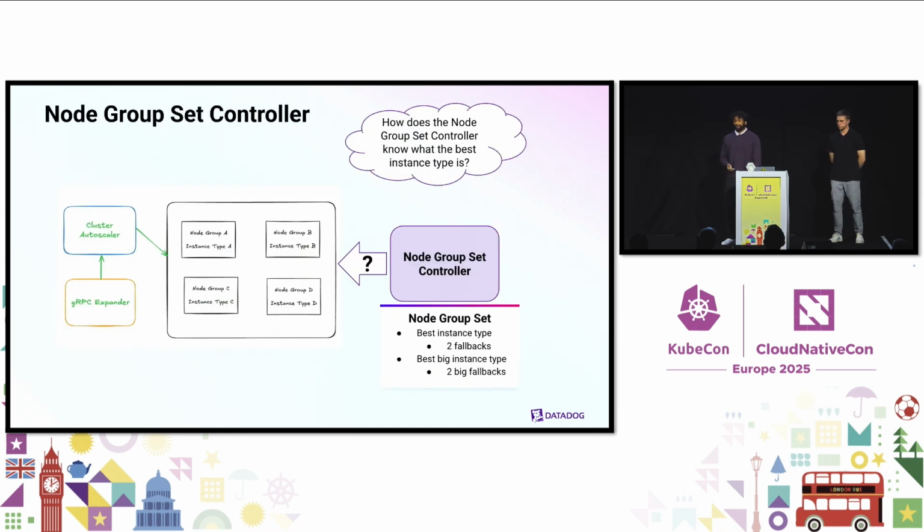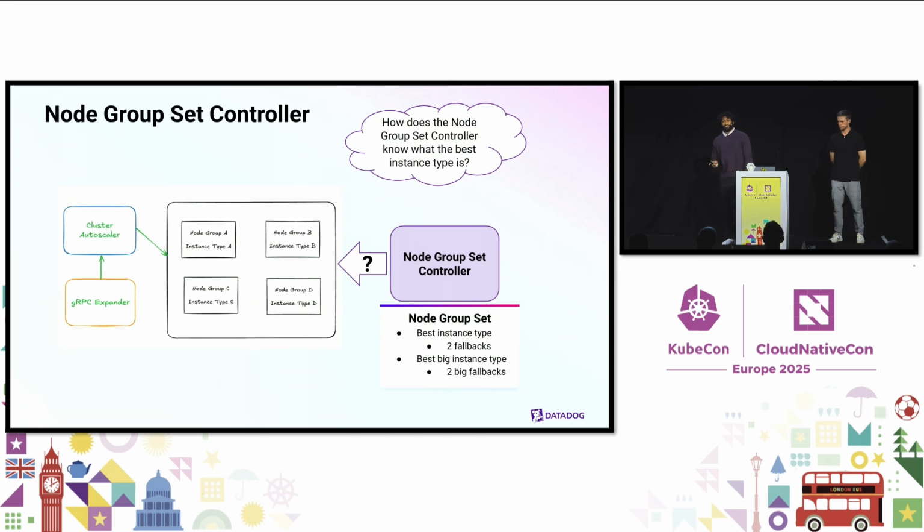So what we did was we created a new component called the node group set controller. This will see the node group set, see its requirements, and reconcile with the cluster what node group should actually belong. So now we come to the question, how does the node group set controller know what the best instance type is? And if you remember, I told everyone to remember a certain question before. And the old question was, how does the cluster autoscaler know what the best instance type is? And now I've just replaced the cluster autoscaler with node group set controller. It's asking the exact same question.